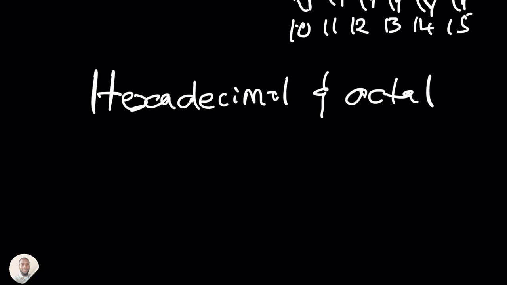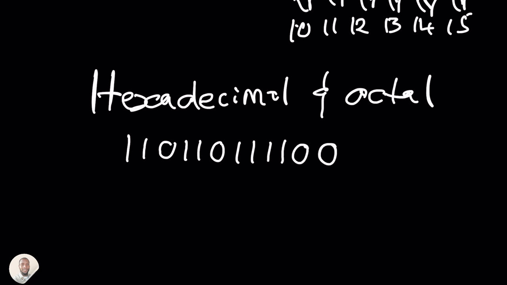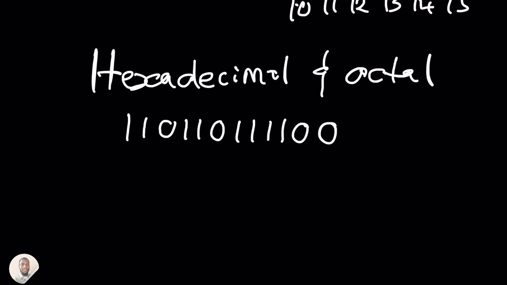Hexadecimal uses 4 binary digits. If you can recall, octal uses 3 binary digits, but hexadecimal uses 4 binary digits. Let us analyze a binary code which will be very hard to read. 110 110 110 110 1111100. You can see it's actually long to read. Now let's break this code into 4 sections.